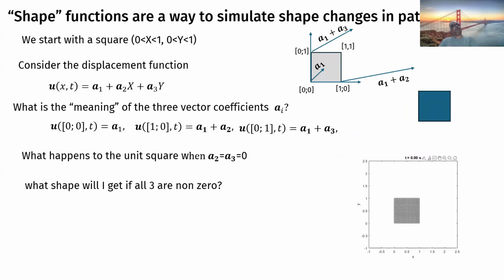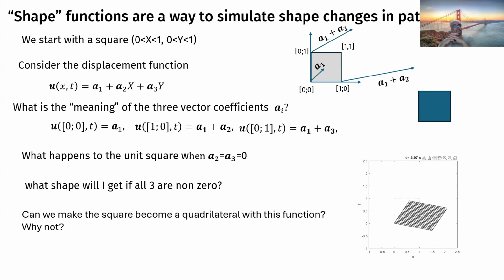What shape will I get if all three are non-zero? If a1, a2, a3 are non-zero, you can see that things can spread around depending upon where the two corners go. So I'll show you what will happen for a particular choice. You can see that it slowly deforms and it will become a parallelogram. Can you see? Okay. The question to you is, can we make the square become a quadrilateral or some other shape with just this function, a1 plus a2x plus a3y? If not, why don't you think so? If you think so, can you make it happen?